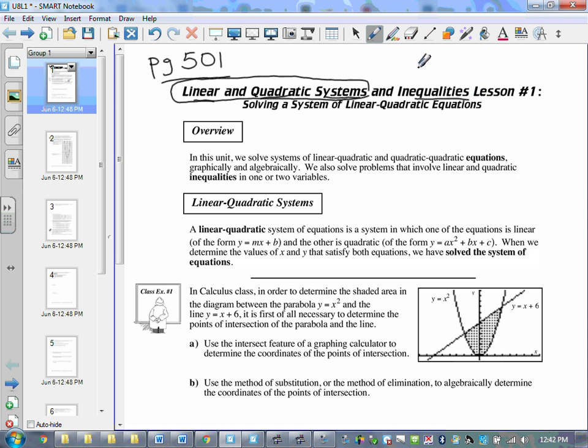Inequalities, these signs. Oops, other way. So we're going to look at inequalities.